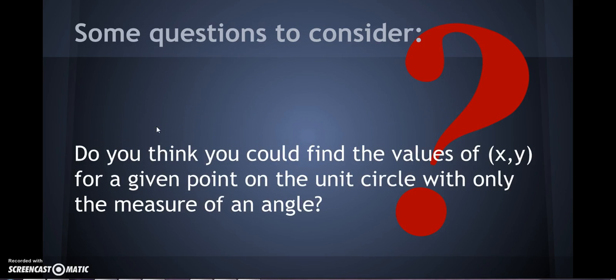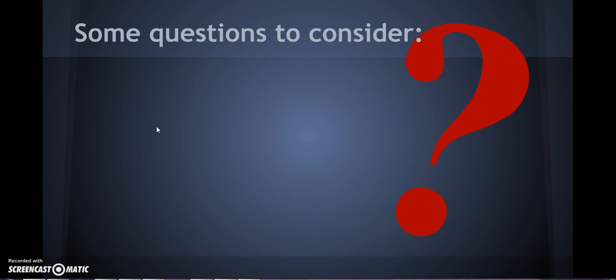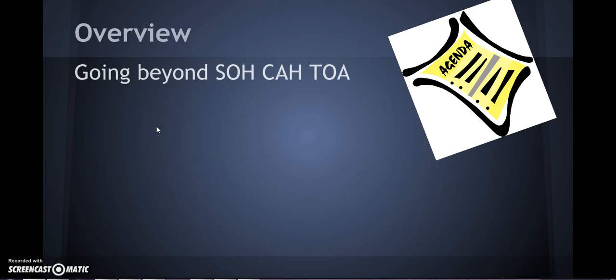And do you think you could find the values of x and y for a given point on a unit circle, but with only one piece of information, the measure of an angle? Or are you even interested in an easier way to find the values of trig functions of angles that are greater than 90 degrees? And without a calculator. So if you thought any of those questions might apply to you, then I think you'll find this lesson pretty interesting. So a quick overview of what we're going to be looking at.